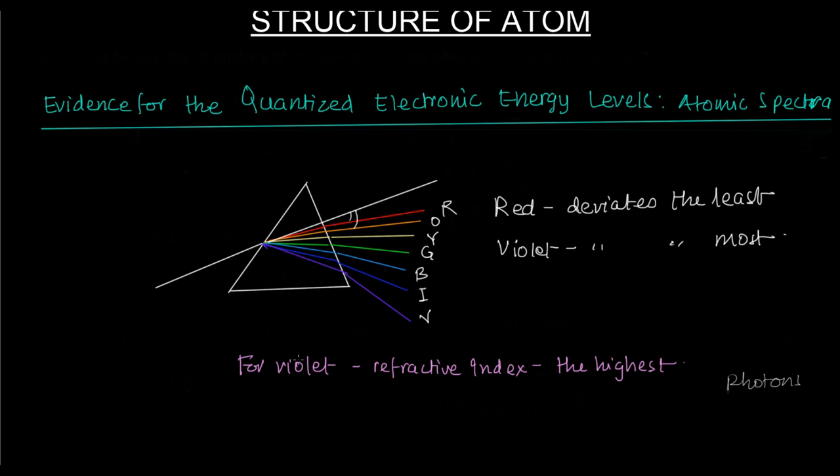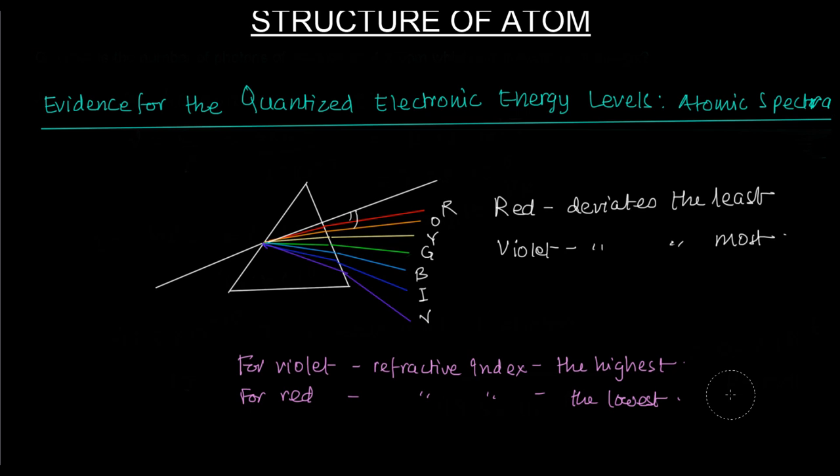Okay, and why? Because it has deviated the most, right? It is the same glass, you see, the glass is not changed. Actually, the refractive index that the colors see when they enter the glass depends on the colors. Okay, so for violet, refractive index is the highest, and for red, for the same prism, the refractive index that it sees is the smallest, the lowest. Okay, and this will happen. Get that? Did we get that? Fine. So it is the least.